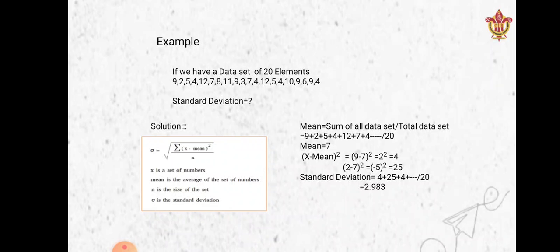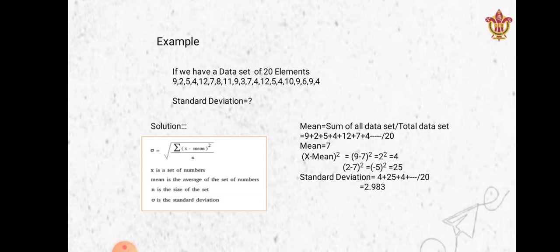Now we need to do (x minus mean) the whole square. X is each data element. The first element is 9, so 9 minus 7, since the mean is 7. 9 minus 7 the whole square equals 2 squared, which equals 4. Similarly, 2 minus 7 the whole square equals minus 5 squared, which equals 25, because 2 is the second value in the list. The third value in the list is 5, so we do 5 minus 7 the whole square, and so on. In this way we calculate all the values of x minus mean one by one by selecting each element from the list, and then we calculate the standard deviation.